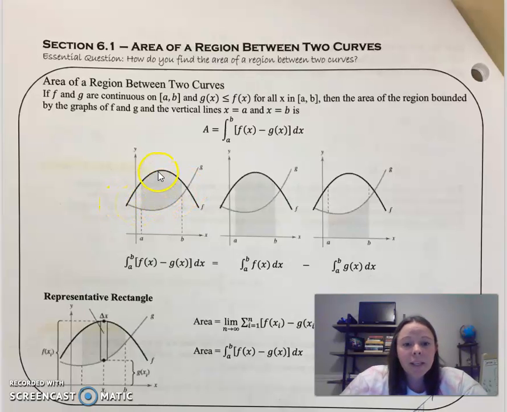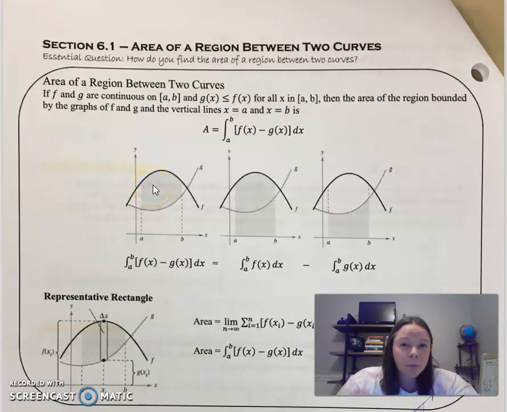But the whole idea is you find the area of your top function, all the way to the x-axis, and then we're going to want to subtract away the area under the bottom function. And that's what's happening here. So what that will leave you with becomes the area between the two curves.